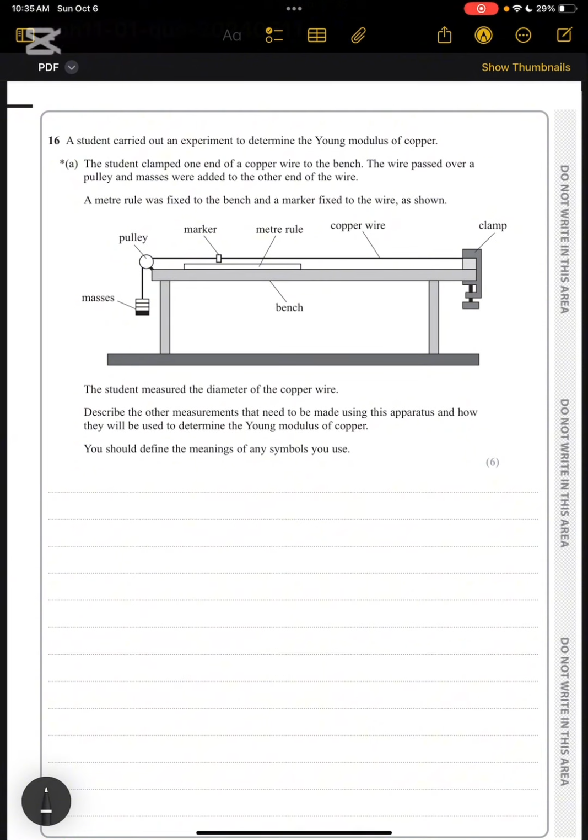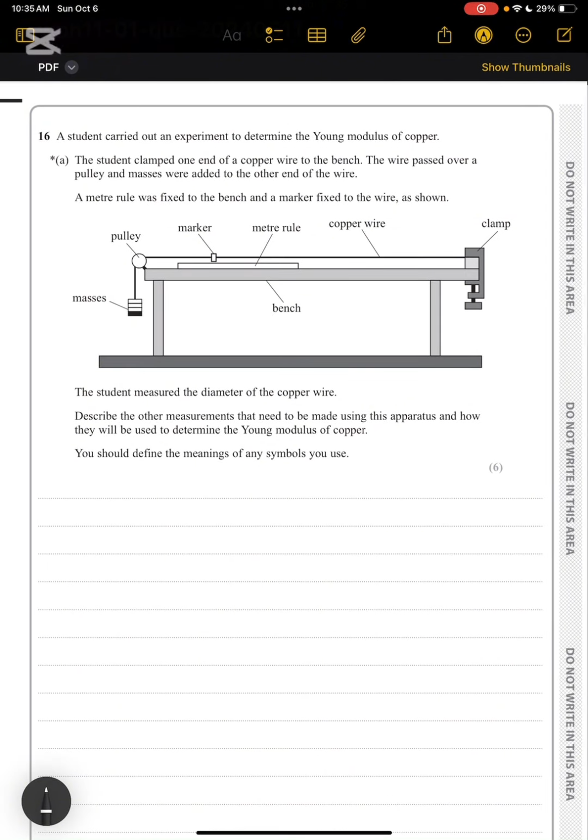First of all, the thing that we have to do is we have to find out the original length from the clamp, the original length from the clamp to this marker. We have to find out this length. This is the original length. And after that, we have to measure the distance moved by this marker when the masses were added. And after measuring this, we'll be able to find out the strain. This is the extension and this is the original length. So extension divided by original length gives us our strain.